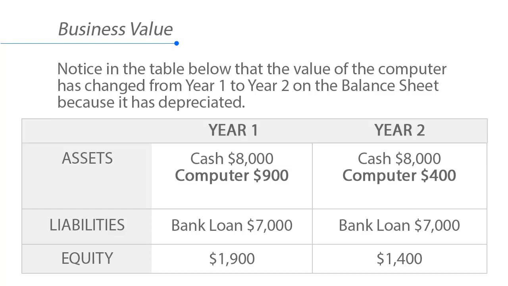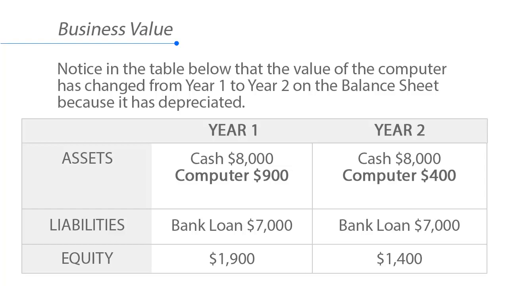Let's review this table. Notice that the value of the computer has changed from year 1 to year 2 on the balance sheet because it has depreciated. So in year 1, we have cash of $8,000, which is the same that we have in year 2. But in year 1, the computer was $900, and in year 2, it had depreciated down to $400. The liabilities are the same at $7,000 each.